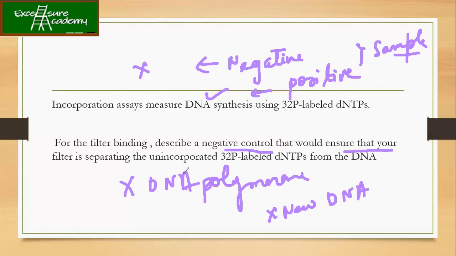ठीक है, you need it, because आपको देखना है कि उसमें incorporation हो रहा है या नहीं हो रहा है of newly synthesized of new dNTPs or not. So that's why we remove the DNA polymerase. So DNA polymerase नहीं रहेगा, so what will happen? No new synthesis will be there. So अब हम इसमें पता कर सकते हैं that whether the filter is able to separate the newly synthesized DNA or the unincorporated 32P labeled dNTPs or not. ठीक है, थोड़ा सा complicated रहा होगा, but listen properly and think about it, you will get the answer.